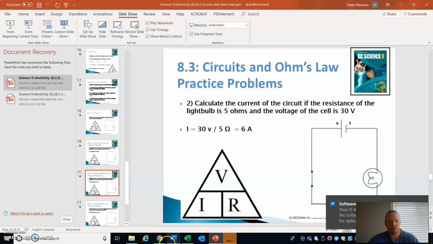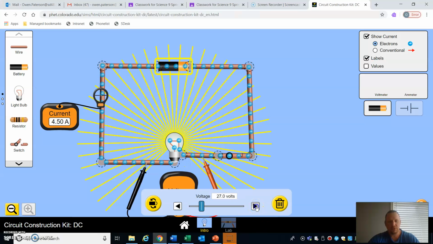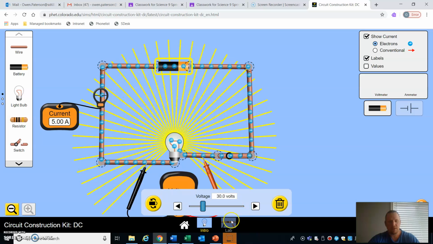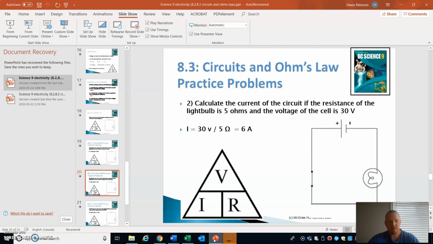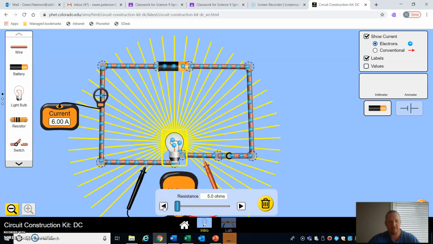And again, I'll show you that on the simulator here. We'll put this up to 30, and the resistance was 5 ohms. So we're going to change this to 5, and we see the current is 6 amps.